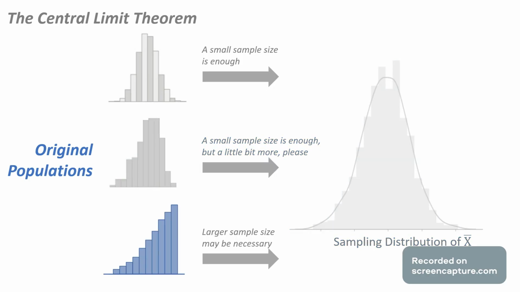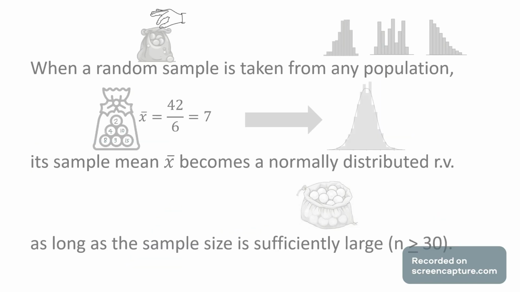But if we have a distribution that seems to be very different from a normal distribution, like this left skewed population, well, we may require a truly larger sample size to achieve this assumption of normality. But the point is this: when we take a random sample from any kind of population, whether normal, skewed, or no pattern at all, if we get the sample mean, it becomes a random variable with a normal distribution, on the condition that we have a sufficiently large sample size.